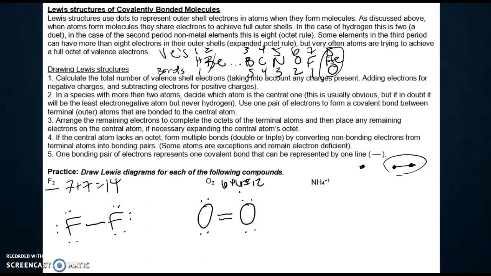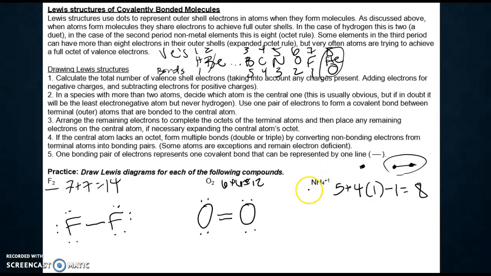So NH4 plus 1. This is for something that has different elements making up the compound. N has 5, and we've got 4 hydrogens, each with a valence electron of 1. If it's plus, remember you subtract 1, so it's kind of opposite. So we've got 5 plus 4 minus 1, total of 8.